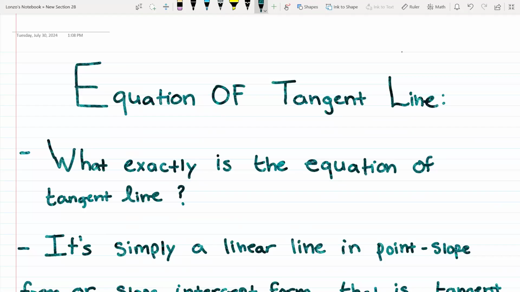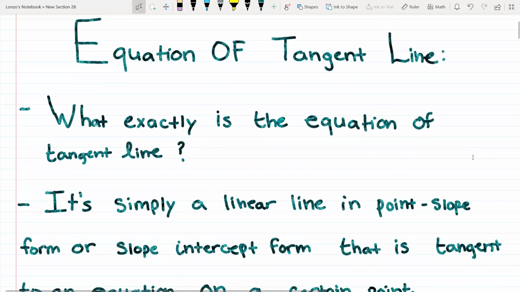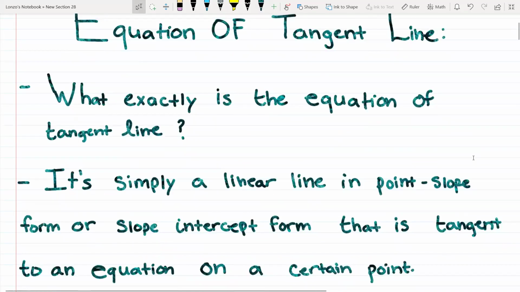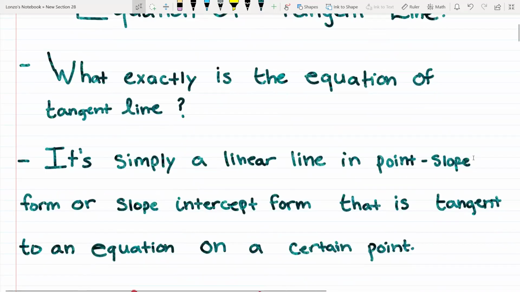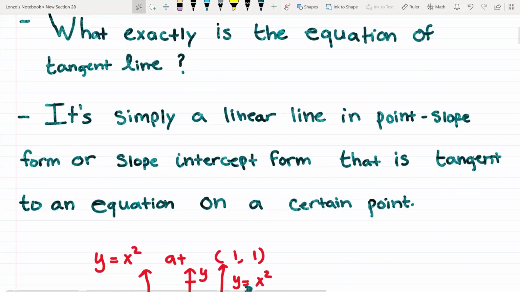Hello, in this video I will introduce the equation of a tangent line and go over all the steps of finding the equation of a tangent line. What is the equation of a tangent line? It's simply a linear line in point-slope form or slope-intercept form that is tangent to an equation at a certain point. That's all it is.